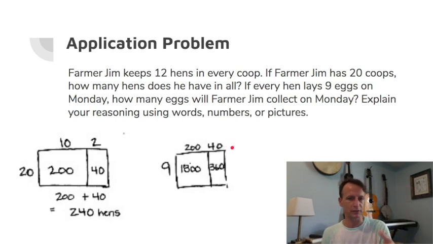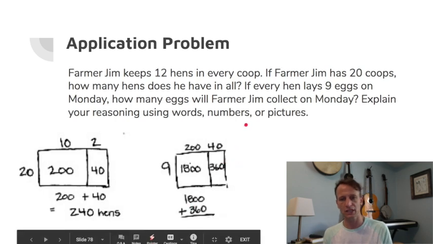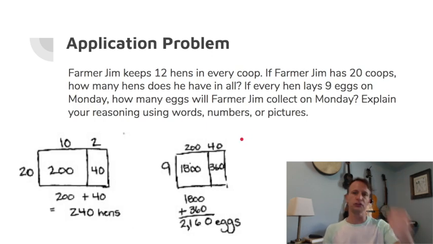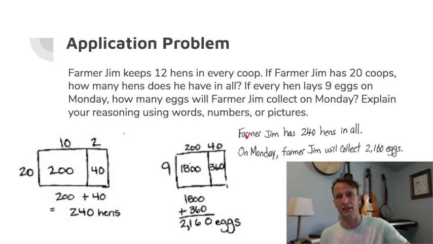Okay, so now we have to put those together. So go ahead and add 1800 with 360. Well, 0 and 0 are 0, 0 and 6 are 6, 8 plus 3, 11, regroup the 1, 1 and 1 are 2, so 2,160 eggs. Go, Farmer Jim! And you always need to write out a statement there.